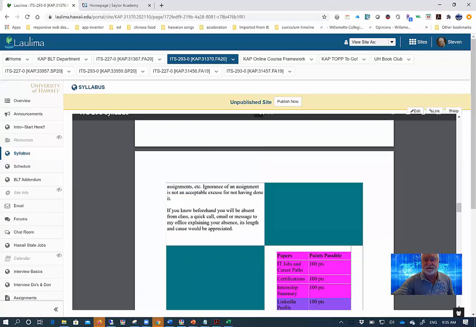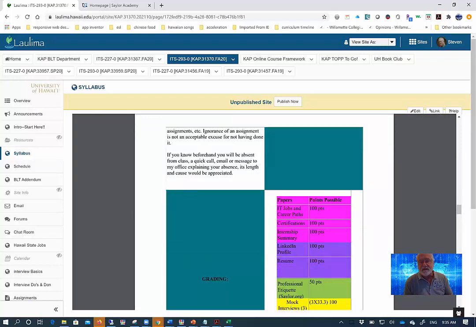So the papers, which is the first thing listed: you have an IT jobs and career paths paper, 100 points; a certification paper, 100 points; an internship summary, which is just a real short journal basically, 100 points; your LinkedIn portfolio, 100 points; and the resume, which is the first thing you do, 100 points.